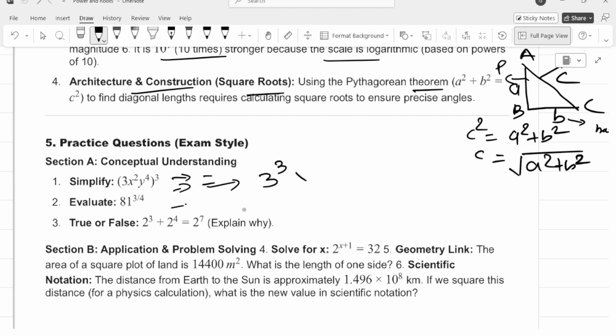3 to the power 3, open the bracket, x square into 3, into y to the power 4 into 3, that is the complete power 3. So 3 is the index that comes with every number.